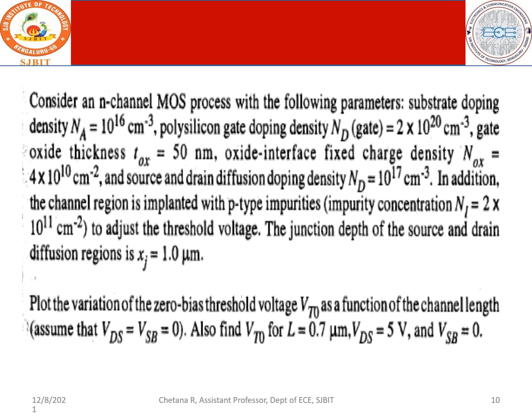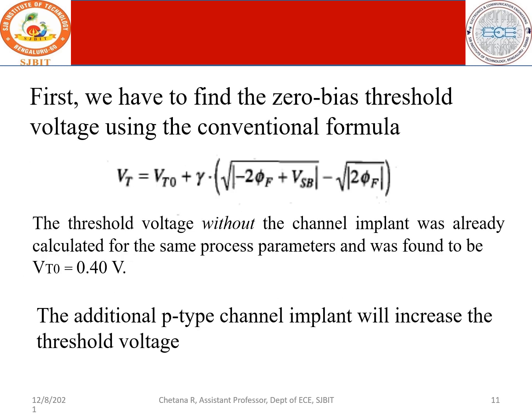So we will now understand with the help of a problem. It is the same problem. Considering the NMOS channel with the following parameters, we have substrate doping as 10 power 16 centimeter to the power minus 3, polysilicon Nd as 2 into 10 power 20, gate oxide thickness 50 nanometers. Earlier it was 500 angstrom units. It is one and the same, 500 into 10 power minus 8. So it is made as 50 into 10 power minus 9 meters.